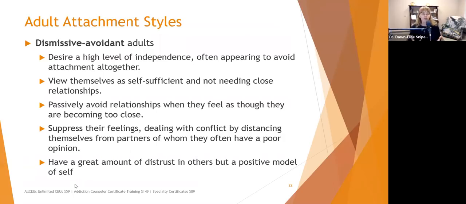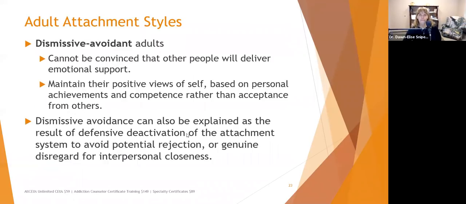With your dismissive avoidant adult, they don't want to be engaged. They want people to just leave them the heck alone. They often cannot be convinced that other people will deliver emotional support. It was never available before, why should I expect it now? They maintain their positive views of themselves based on personal achievements and competence rather than acceptance from others, because in their history, they never got acceptance from others. So they're not expecting it now, and they derive their own satisfaction from this internal narcissistic model.